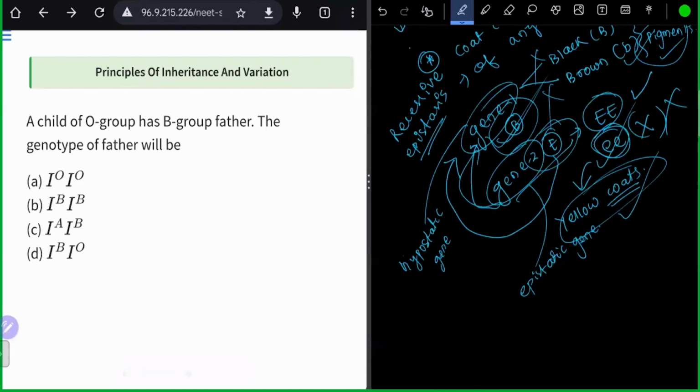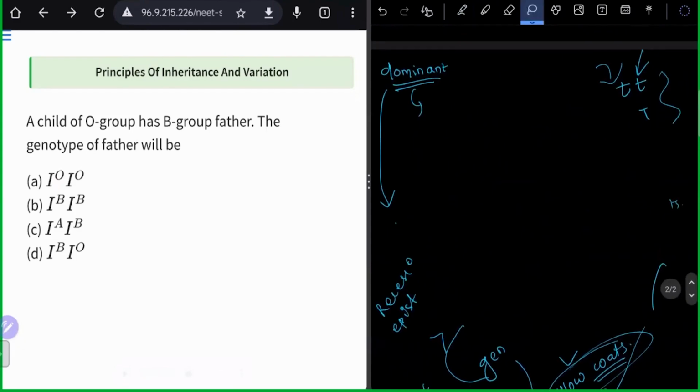A child of O blood group has a B group father. Then what will be the genotype of the father? So here you can see blood group.